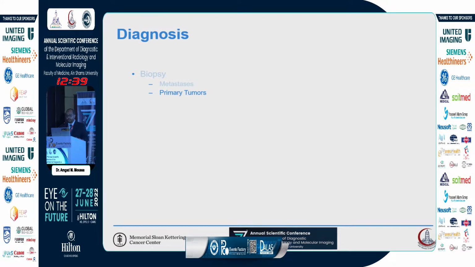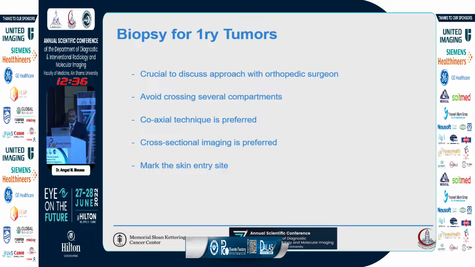When dealing with primary tumors, it's a bit different because you have to discuss the approach with the orthopedic surgeon because these patients usually are surgical candidates and may need surgery afterwards. The main objective is to avoid crossing several compartments to decrease the size of the surgical resection. Coaxial technique is preferred, cross-sectional imaging is preferred, and marking the skin entry site. And all of these are as an approach to decrease the chance of tract seeding and hopefully improve the outcome for the patient after the surgery.